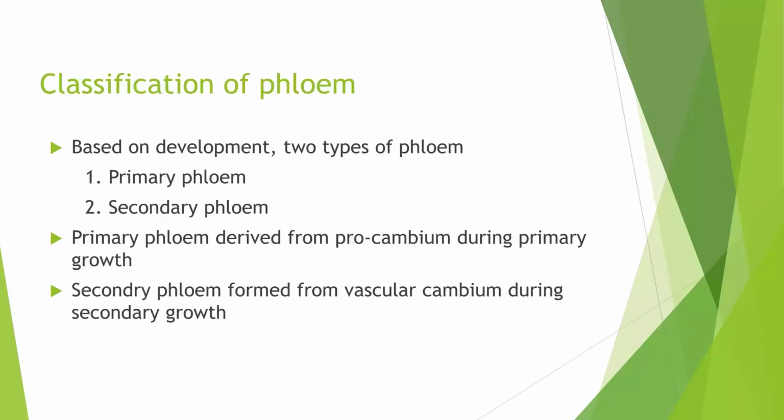So we already discussed this classification of phloem. Based on the development, there are two types of phloem, that is the primary phloem and secondary phloem. Primary phloem is derived from the procambium during the primary growth. And secondary phloem, which is formed from the vascular cambium, is called the secondary phloem. Generally, the secondary xylem and secondary phloem are produced during the secondary growth.